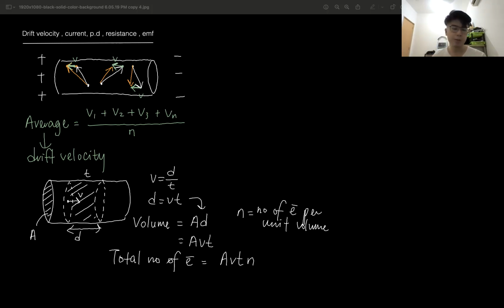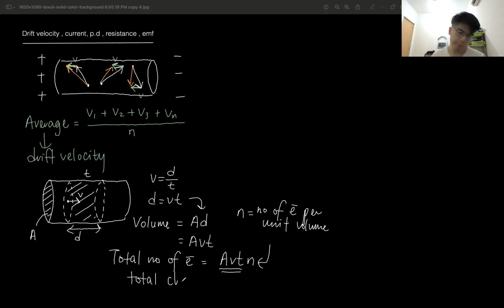So if I want to find the total number of electrons, I take this AVT, what is this? This is the volume, right? Then I just multiply by how many electrons in 1 unit volume. Then I get the number of electrons. So AVT, and now I get the total number of electrons moving in this region in a specific time, and then I can find the total charge.